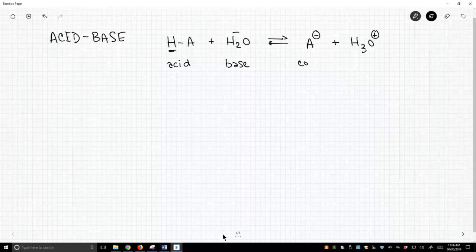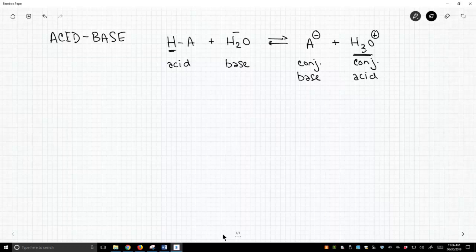So here, on the other side of the reaction, this is now our conjugate base. And H3O+ is our conjugate acid. It's our conjugate acid because if we look at the reverse process, H3O+ is going to lose the proton and form water. So therefore, going backwards, this H3O+ is acting as our acid.